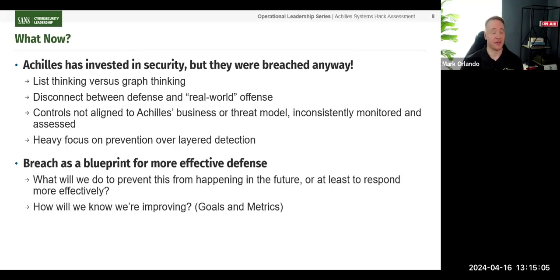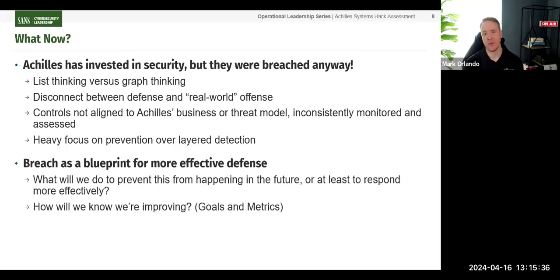Given the relatively small investment in reviewing alerts and investigating potential incidents, it seems that they have focused very heavily on prevention over detection. We know both of those are important, but we also know that prevention eventually fails. So we need to have that detection-oriented defense. And we're going to use this hack, this incident, as a blueprint for building and implementing that more proactive detection-oriented defense.